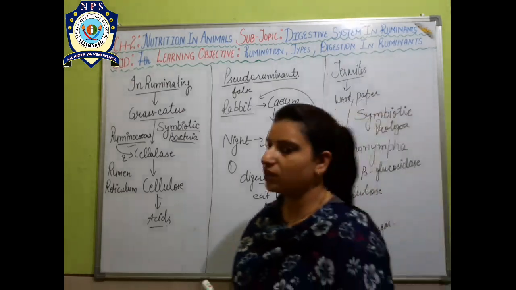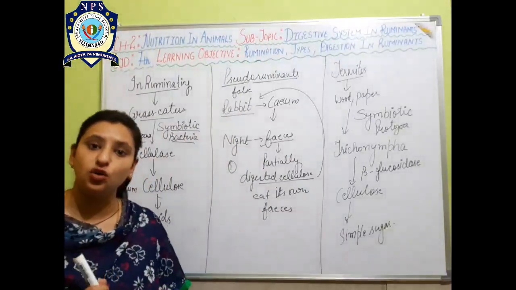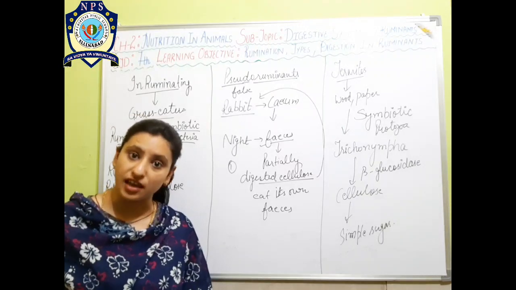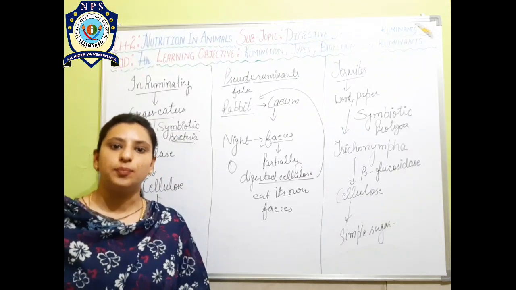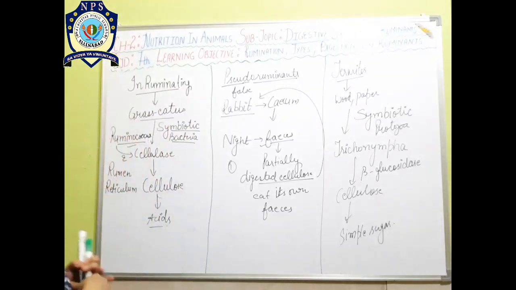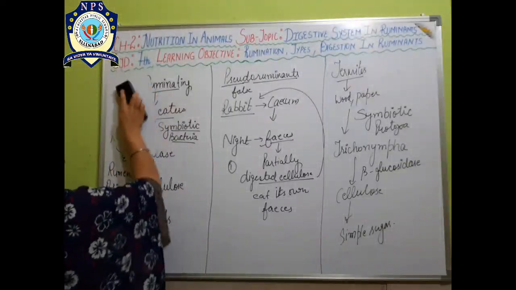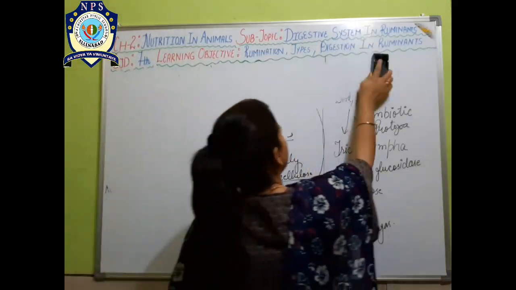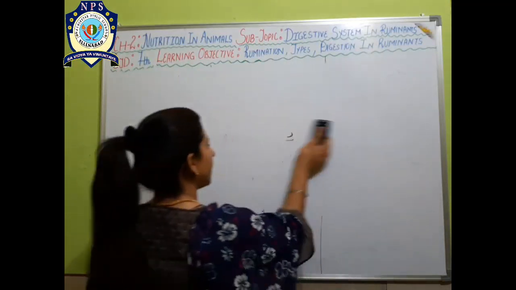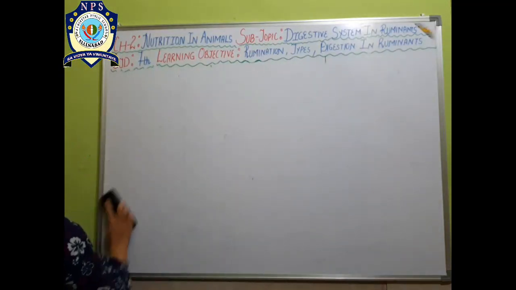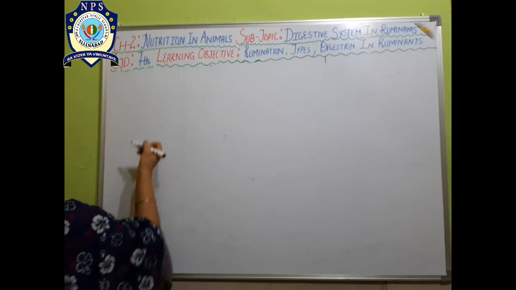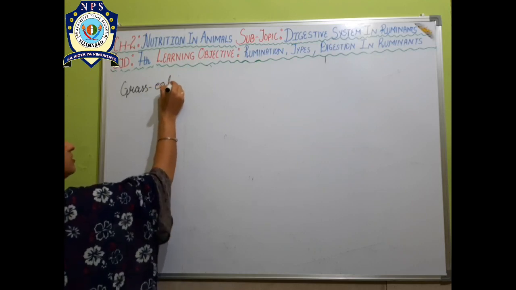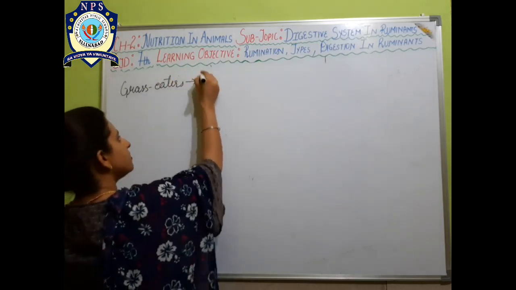So like this, cellulose is digested by different kinds of organisms with the help of different types of enzymes at different places in the digestive system. Now we are going to learn mainly about the digestive system in ruminants. Ruminants mainly include grass eating animals, and grass eating animals are called herbivores. So grass eaters are called ruminants.